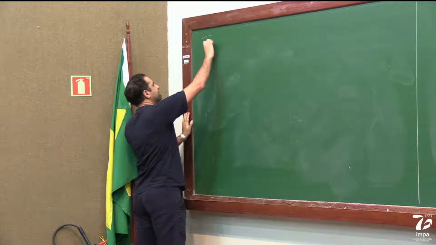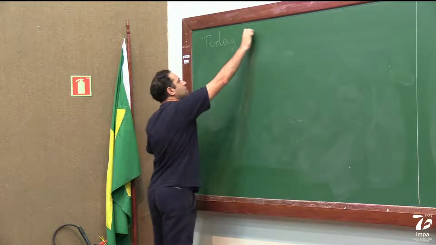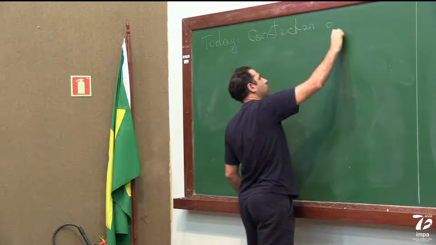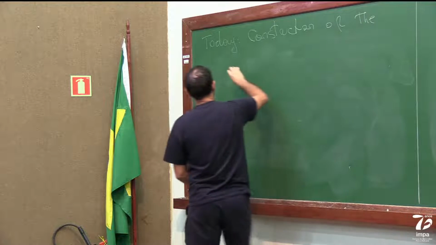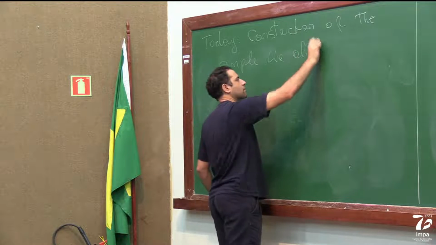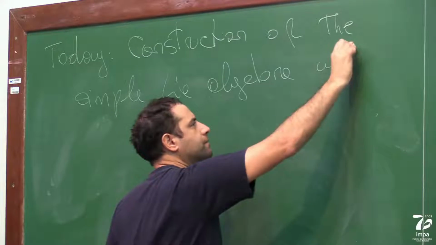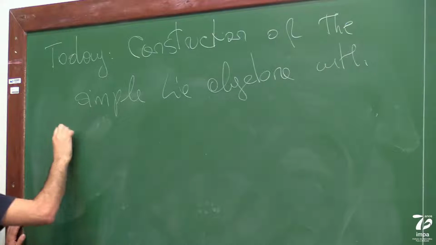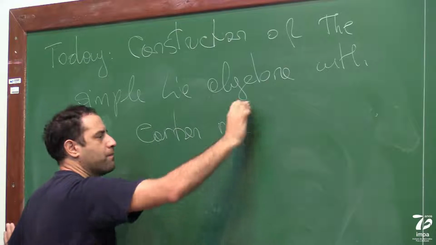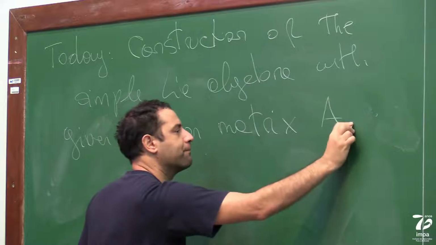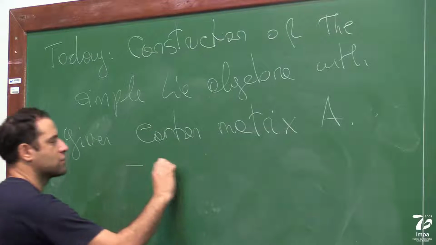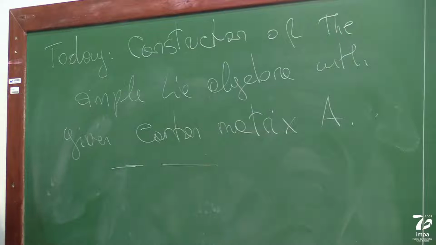Today, construction of the simple Lie algebra with given Cartan matrix A. So before getting to that, we have a short digression on adjoint functors.